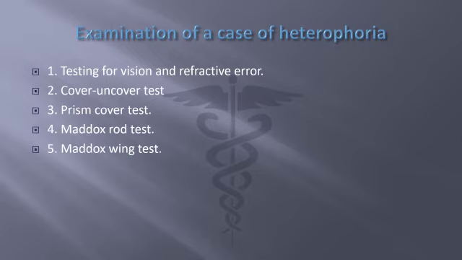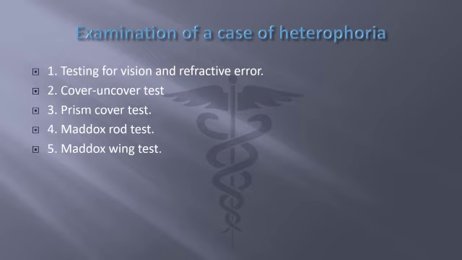So how are we going to examine a case of heterophoria? There are a number of tests that we can perform to examine a case of heterophoria. The first one, and the one of utmost importance, is testing for vision and refractive error, which is done under full cycloplegia. It is the most important test because a refractive error may be responsible for the symptoms with which the patient presents, or it could be the only culprit for the deviation that the patient has.